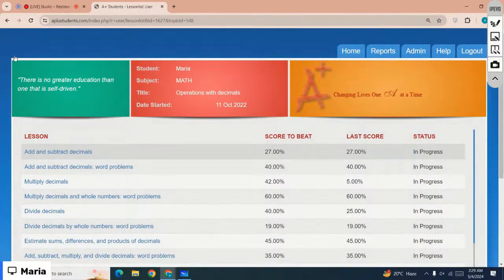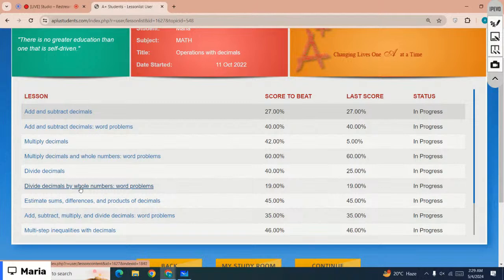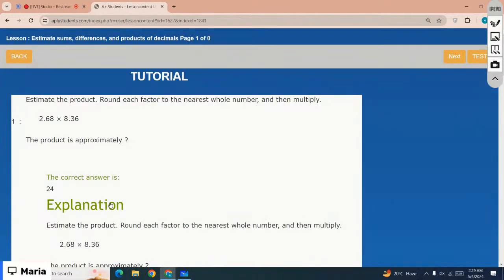The next lesson is divide decimals by whole number word problems. You have to do the word problems on your own, right? The next one is estimate sums, differences, and products of decimals. Let's just start with the estimation.